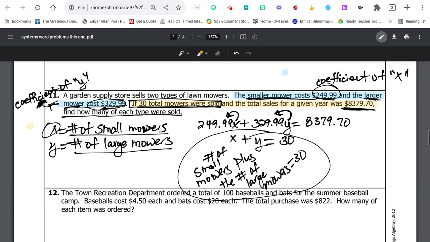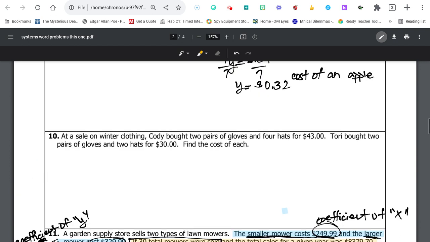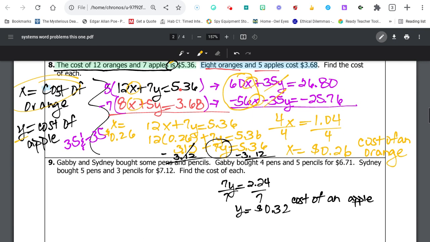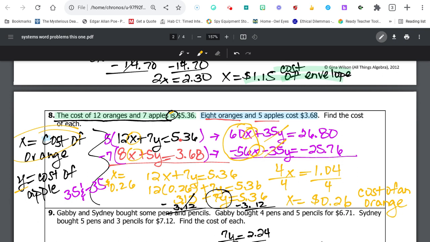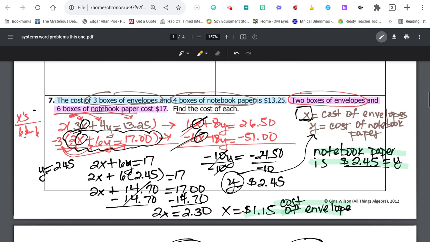So this top equation deals with price, and the bottom equation deals with quantity. Quantity is just a number, okay? The top equation is price and the bottom equation is quantity. On these up here, the top one dealt with price because it gave me the price, and the bottom one also dealt with price because it gave me price. Same thing for this one.